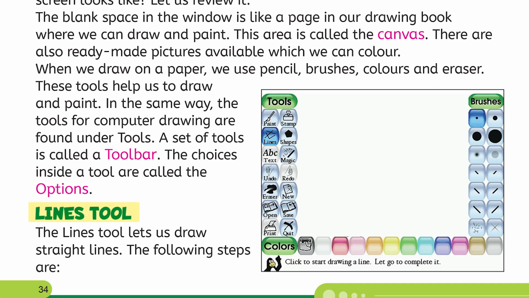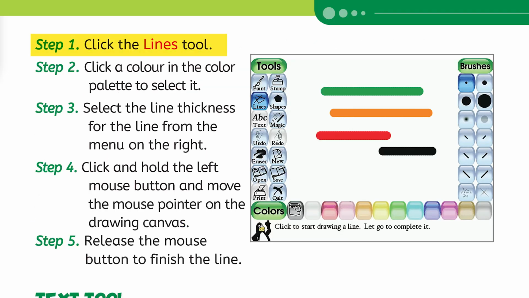Our first tool is the lines tool. The lines tool lets you draw straight lines. The following steps are: Step 1. Click the lines tool. Step 2. Click a color in the color palette to select it. Step 3. Select the line thickness for the line from the menu on the right. Step 4. Click and hold the left mouse button and move the mouse pointer on the drawing canvas. Step 5. Release the mouse button to finish the line.